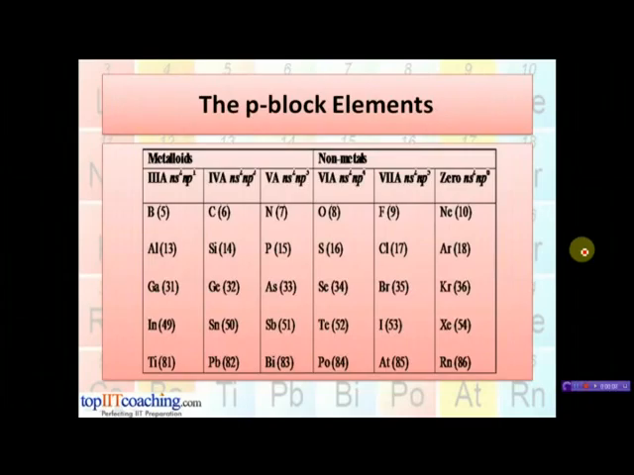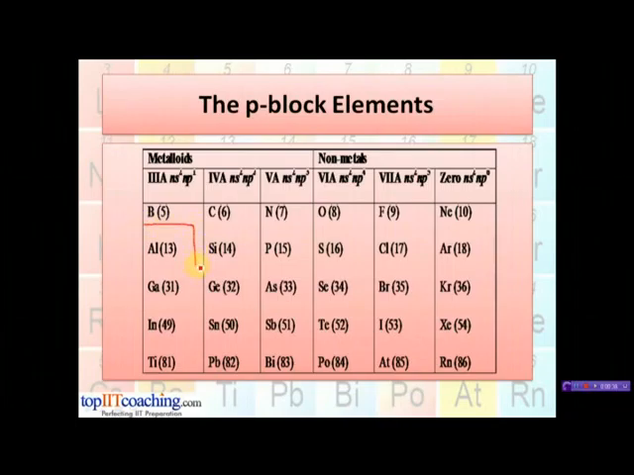This table shows the P block elements along with their atomic numbers, which are mentioned in the parentheses. As you can see, the outermost electronic configuration for third A group elements is ns2np1. For fourth A it is ns2np2. For fifth A it is ns2np3. For sixth A it is ns2np4. For seventh A it is ns2np5, and for 0 group elements it is ns2np6.